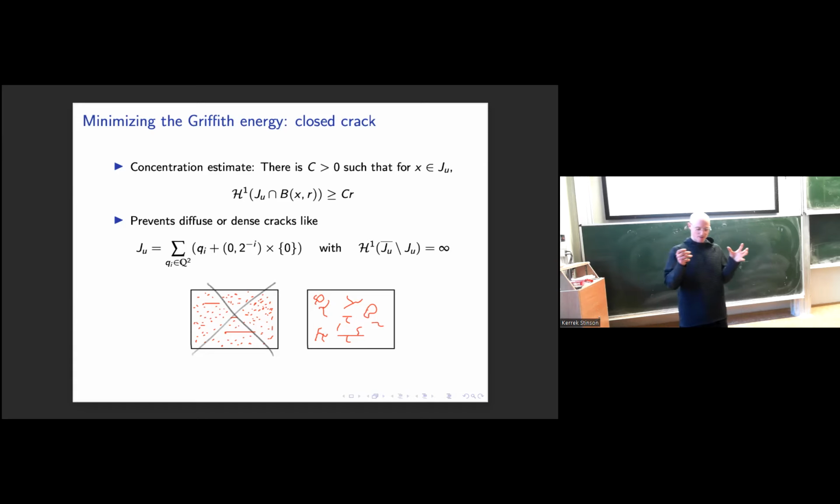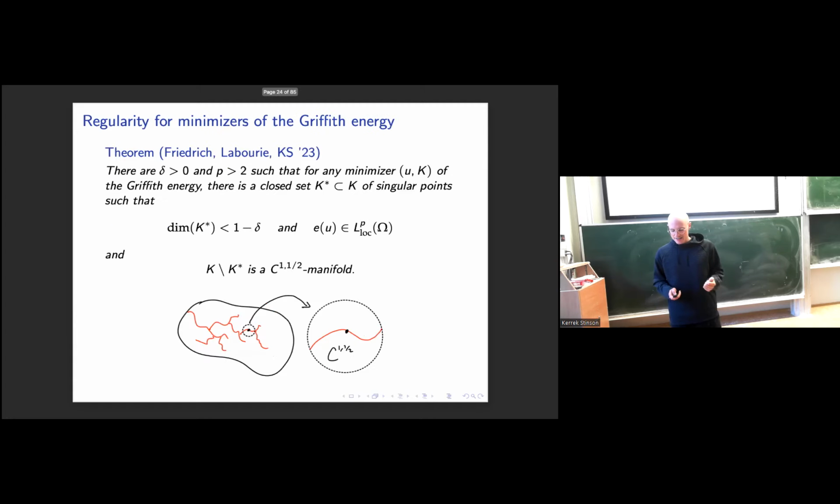So, okay, this is where we started. And what we wanted to do was understand finer properties of the regularity for this crack. And closed is nice, but it's a closed set, and that's not really much. We've been looking at closed sets for a long time. And so what we did was we proved a slightly stronger regularity theorem for the cracks.